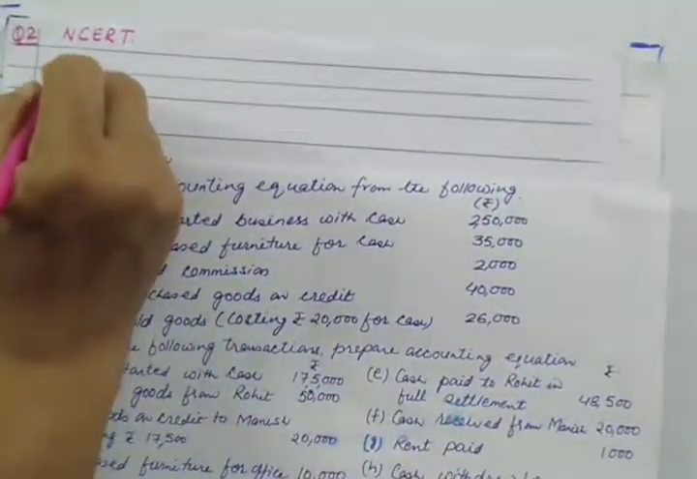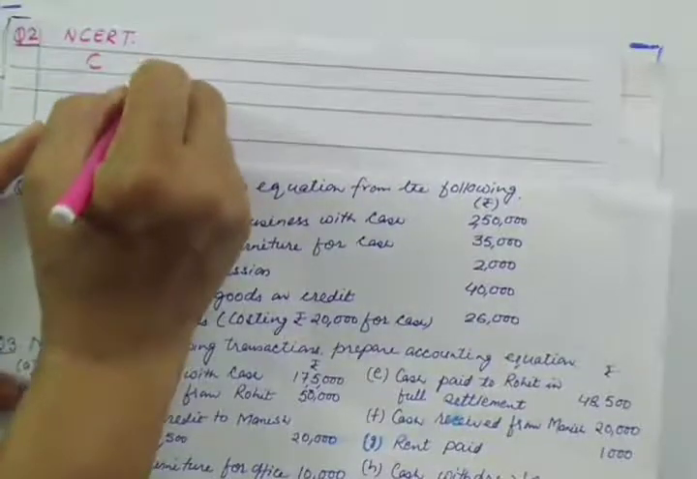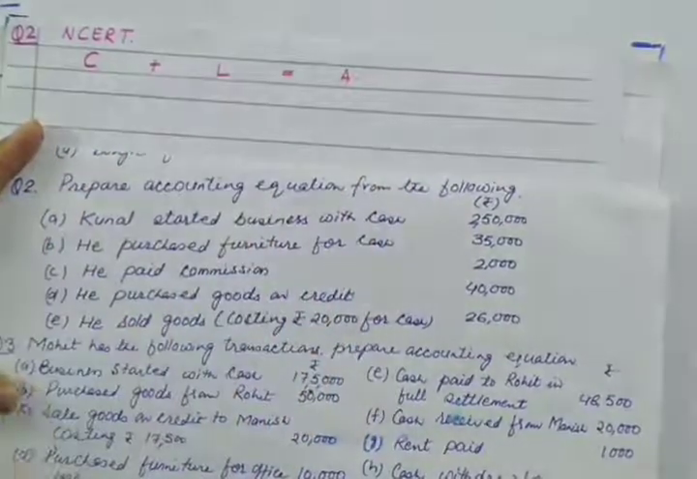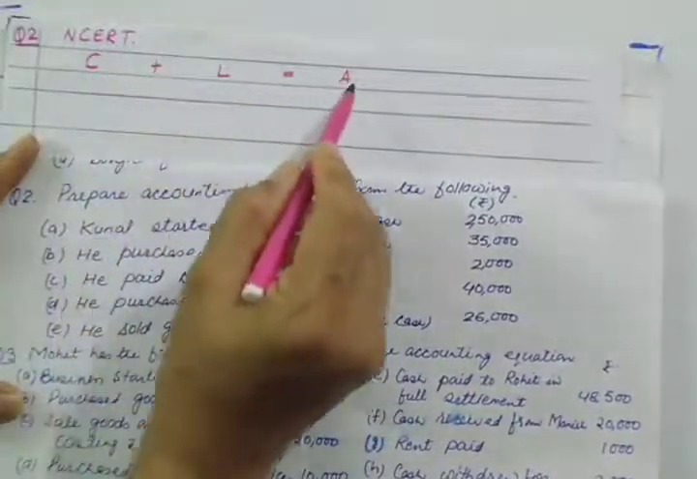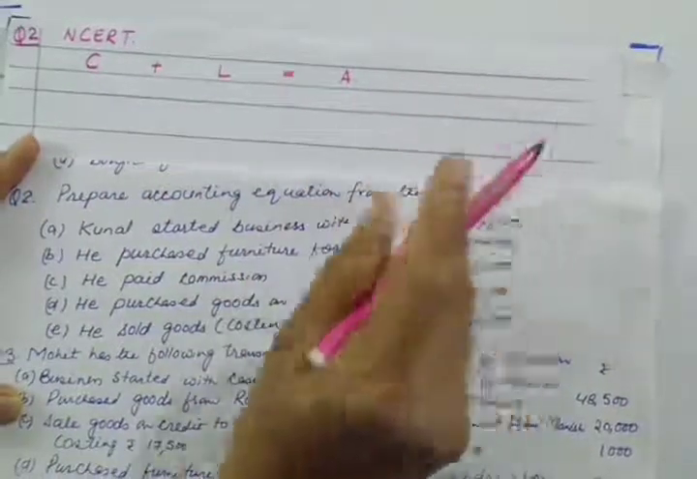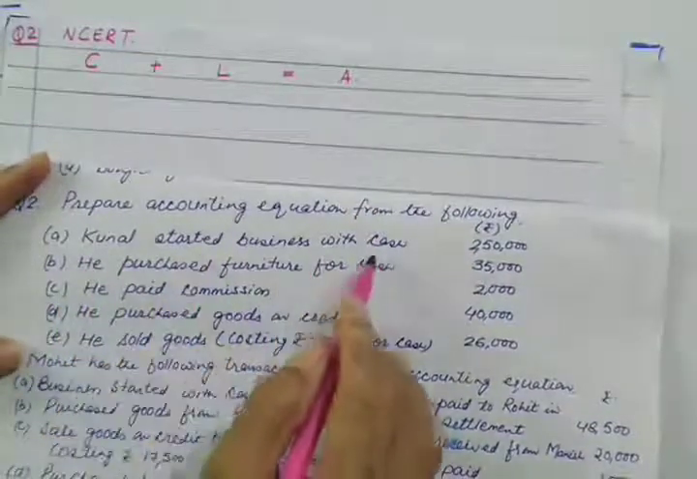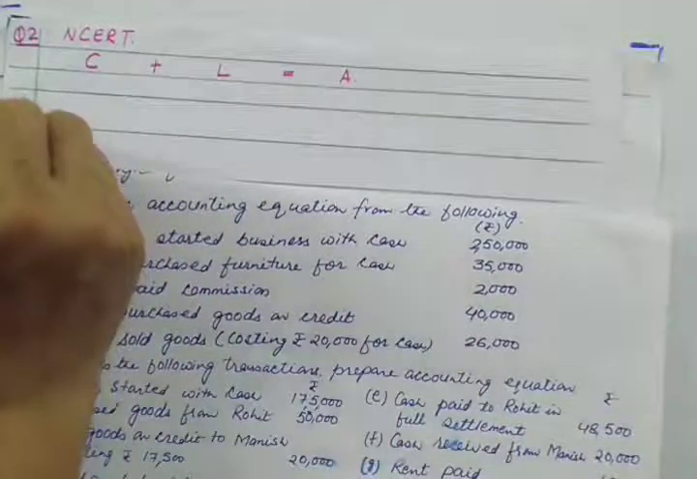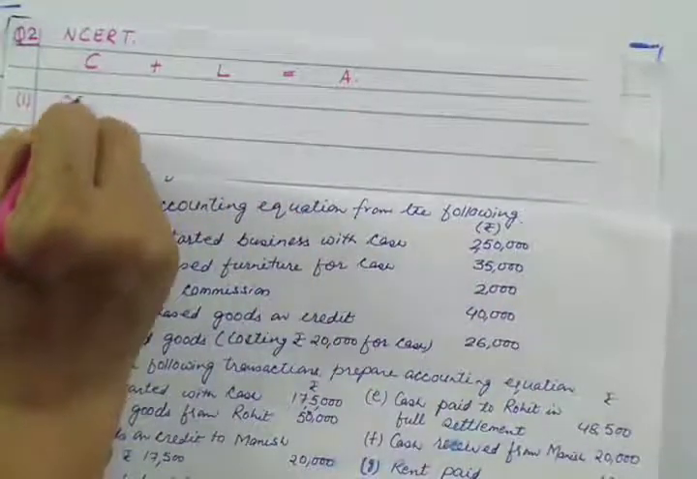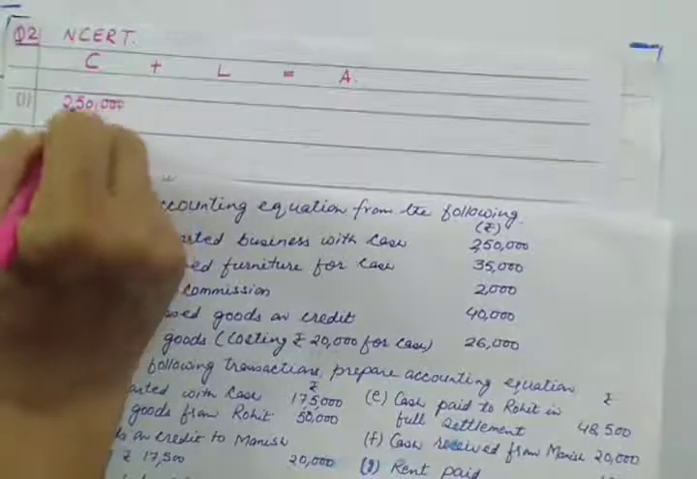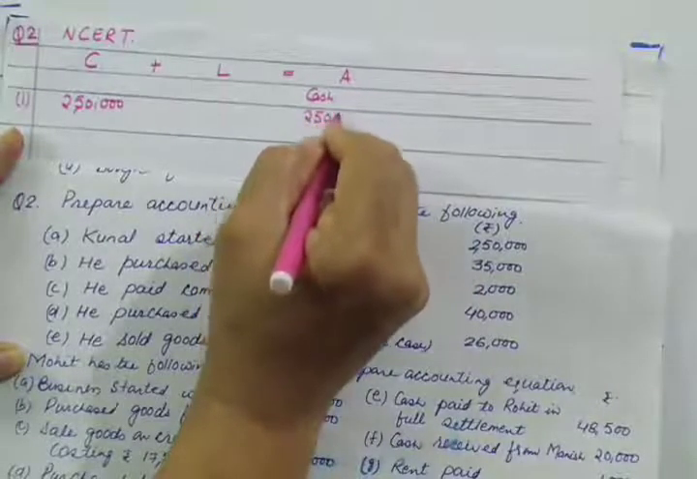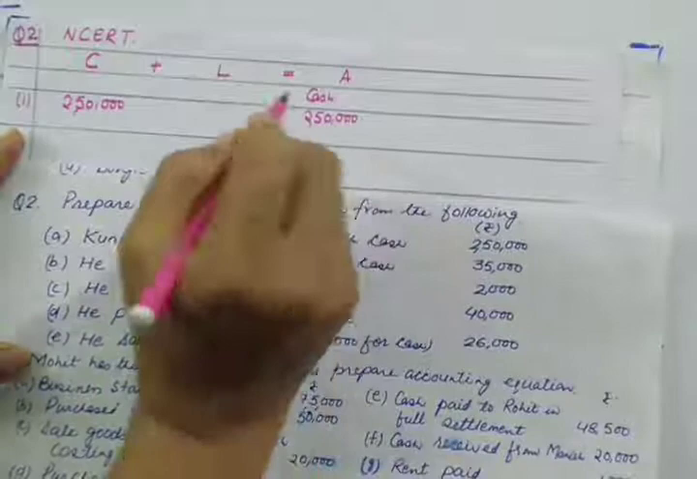So first, you will be writing C plus L is equal to A. Capital plus liabilities is equal to assets. Leave one full line for adding different varieties of assets. So first, Kunal started business with cash. Let me write transaction number 1 here. Kunal started business with cash means your capital will increase by 2,50,000. Cash will increase by 2,50,000. Yes, that's it.